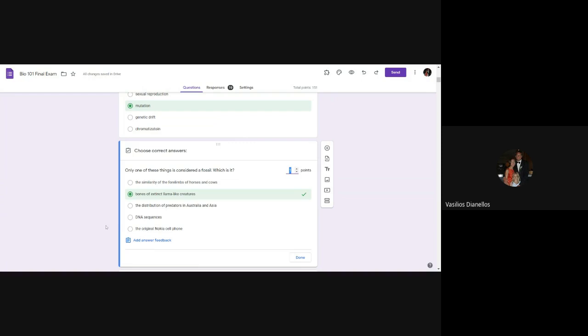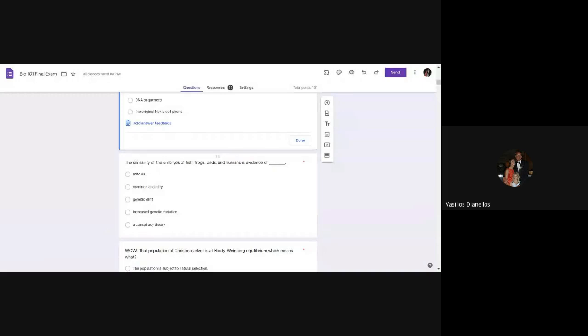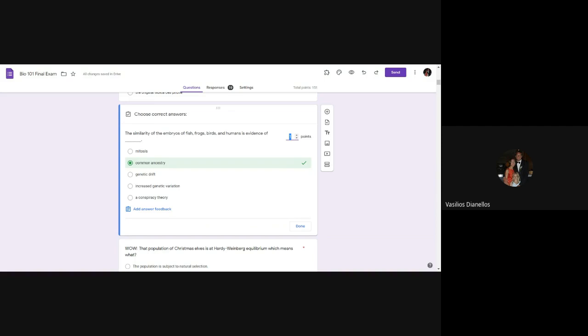Let's move forward. The similarity of the embryos of fish, frogs, birds, and humans is evidence of what? And I kind of set it up there, or I did say it up there. I just used a different example. And the answer is common ancestry. The fact that when you look at the embryos of fish, frogs, birds, humans, basically vertebrates, they look very similar. And that is evidence of common ancestry. And then I threw in mitosis, which is obviously way off. Hopefully you didn't choose mitosis or a conspiracy theory, or really, really hope you didn't choose conspiracy theory, because at least mitosis is something we talked about, just never in the context of evolution.